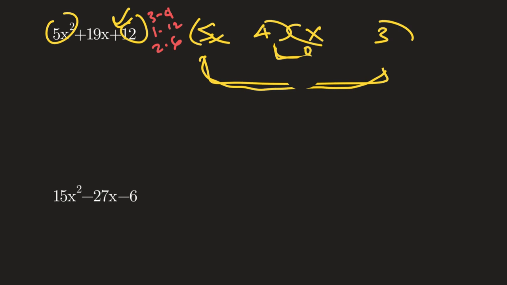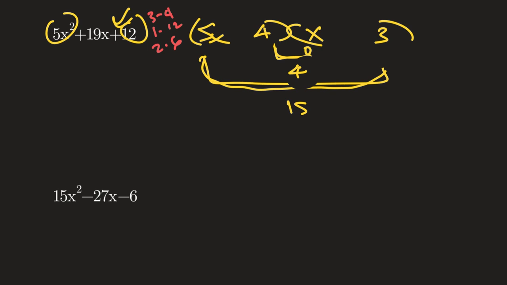What does the outside give me now? 15. Inside? 4. Do 15 and 4 add to 19? Well, look at there. This is going to work. That's the combination we need. And what kind of a 19 is it? Positive. So we're adding to get a positive result.